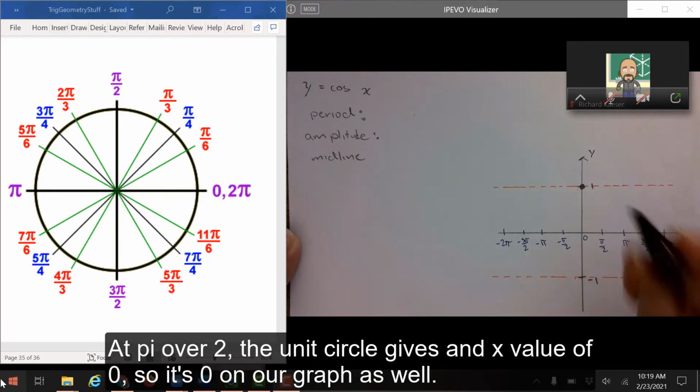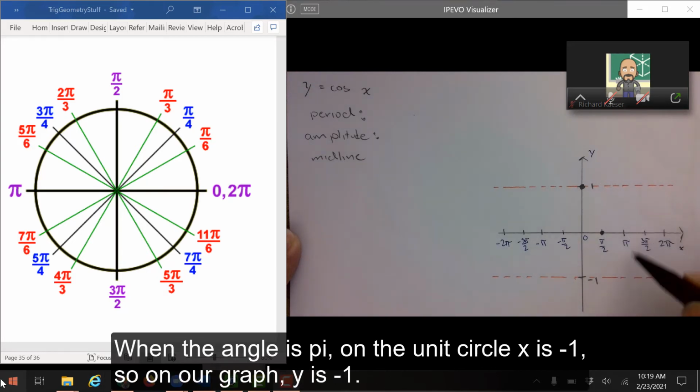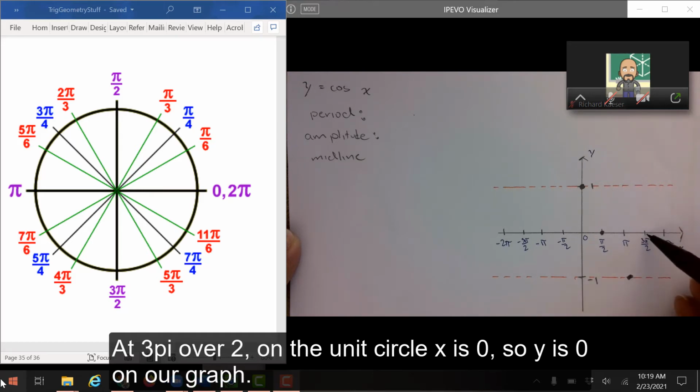At pi over 2, the unit circle gives an x value of 0, so it's 0 on the graph as well. When the angle is pi on the unit circle, x is -1, so on our graph, y is -1. At 3 pi over 2 on the unit circle, x is 0, so y is 0 on our graph.